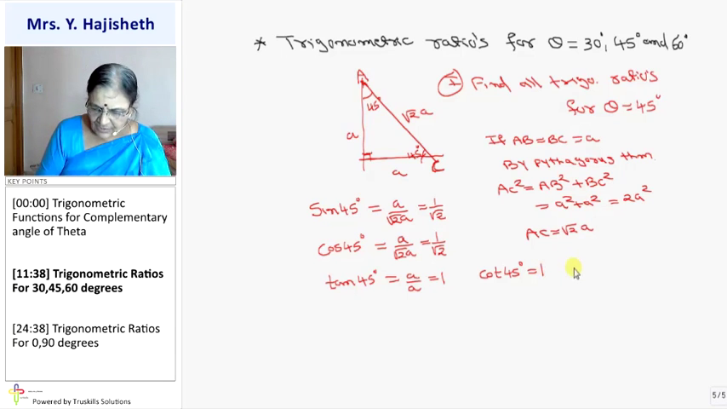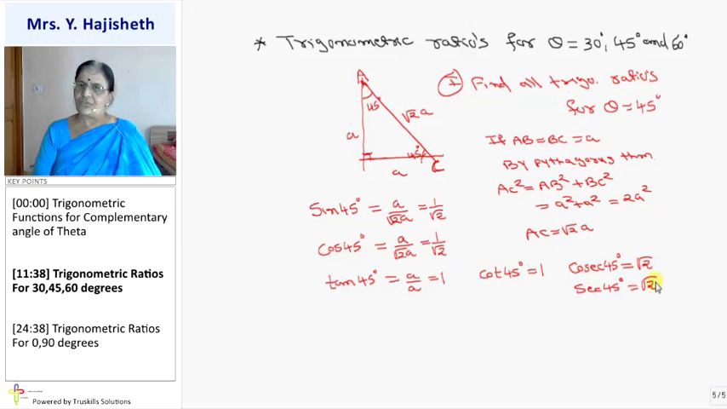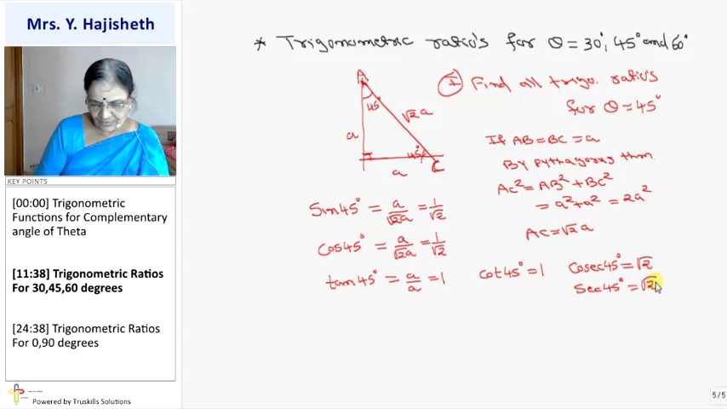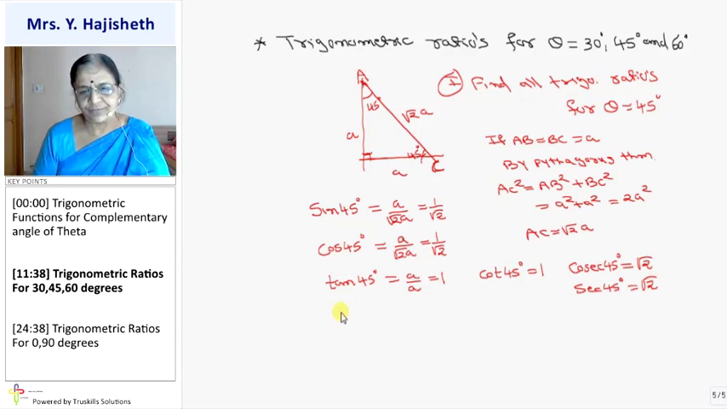Same way, cosec 45 is 1 upon sine 45. Sine 45 is 1 by root 2, so cosec 45 is root 2. And sec 45 is 1 upon cos 45. Cos 45 degree is 1 by root 2. So sec 45 degree is also root 2. So I got the value of all the trigonometric ratios for theta is 45. Now for 30 and 60.